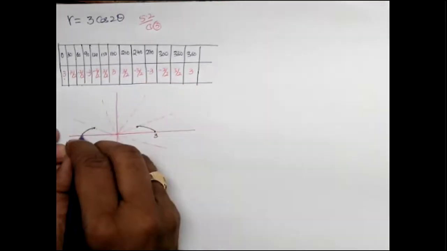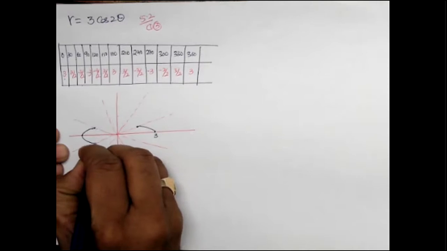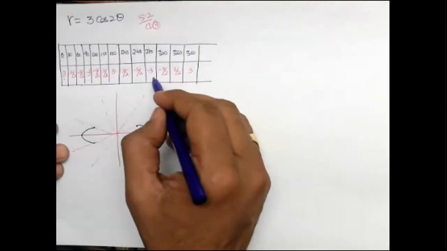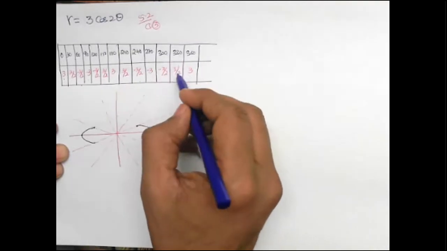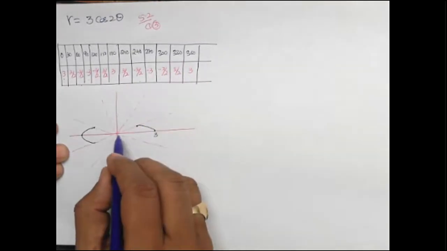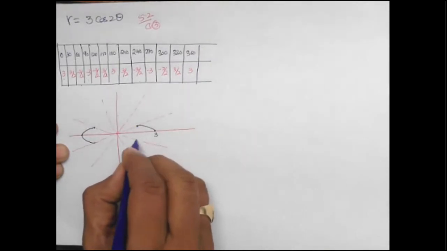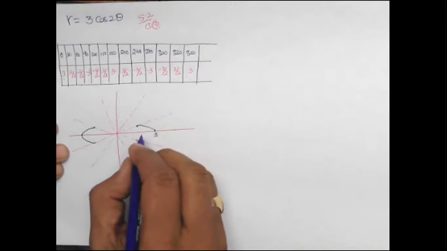Okay. Right. And then 210 is 3 over 2 again. So I'm coming back, 3 over 2 again. And 240 is negative, 270 is negative. So 330 is 3 over 2. 330 is this, so it's 3 over 2. I'll come over here, 3 over 2. And 360 is 3.